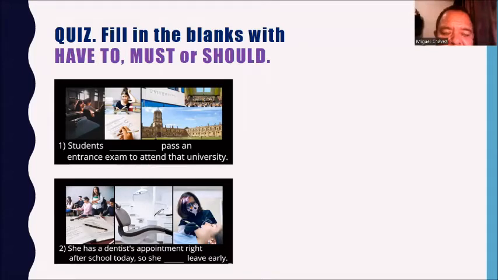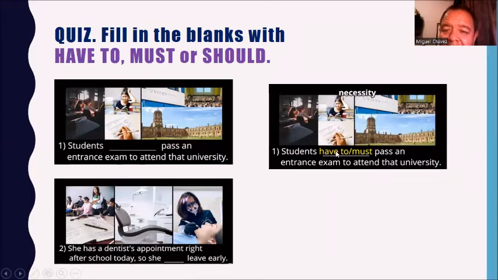Yes, please. Students have to pass an entrance exam to attend that university. Exactly. Thank you so much. Let's check that if it is have. Students have to pass an entrance exam to attend that university. But in this case, we can use must. Okay, but have to was correct. Thank you so much. Okay, we are expressing necessity in this example.